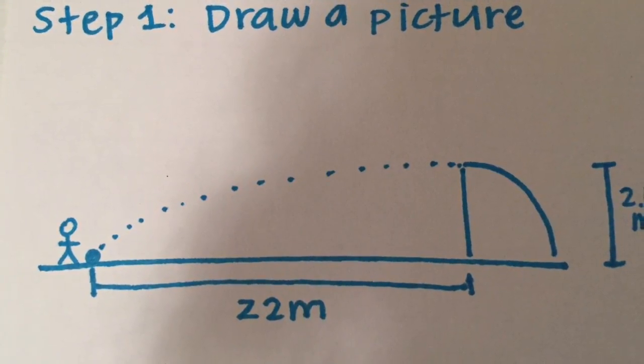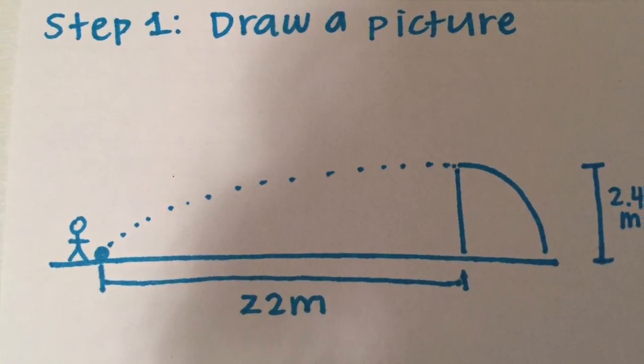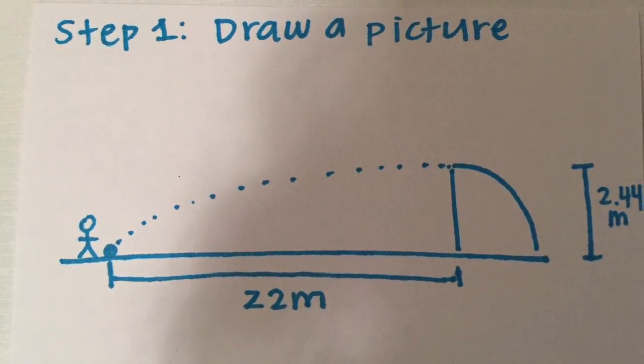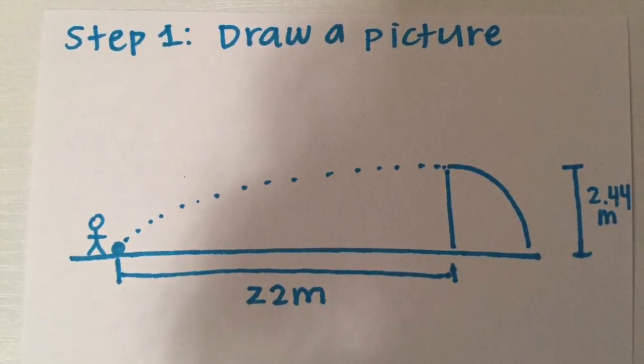Step 1 is to draw a picture. As you can see, the goal is 2.44 meters high, and I am 22 meters from the goal.